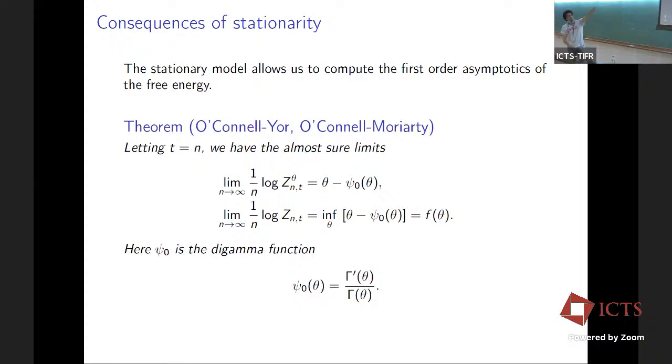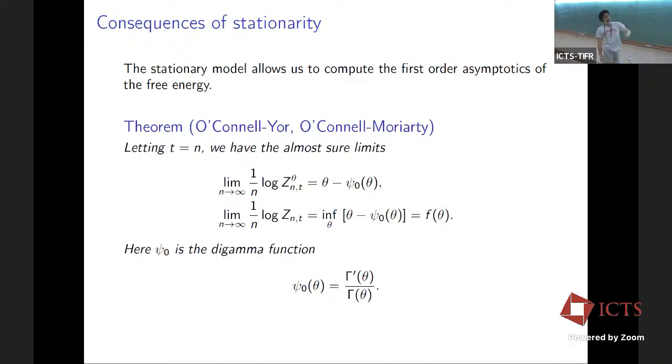So for example, for the stationary model, you can divide by n and take the limit as n goes to infinity. You have this theta times t coming from the Brownian motion with drift, and this psi_0 of theta coming from the expectation of log of 1 over X, where X is gamma distributed.